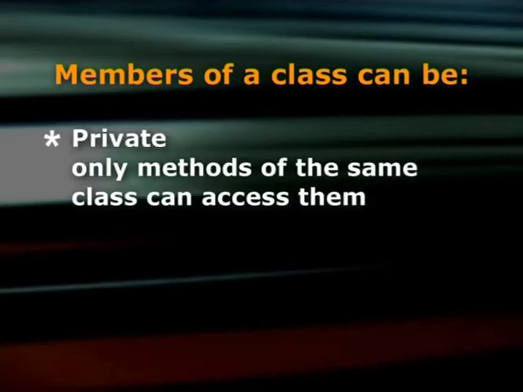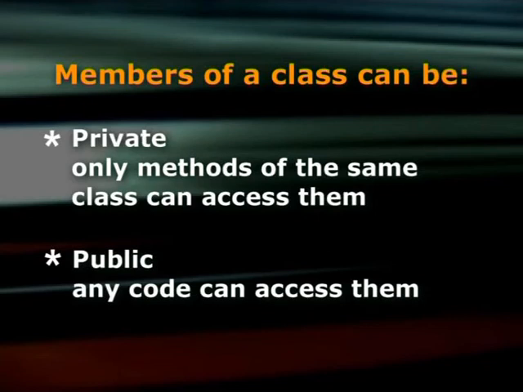Members of a class can be private, only methods of the same class can access them. Public, any code can access them. Now all we have to do is make sure that the public methods are well written.